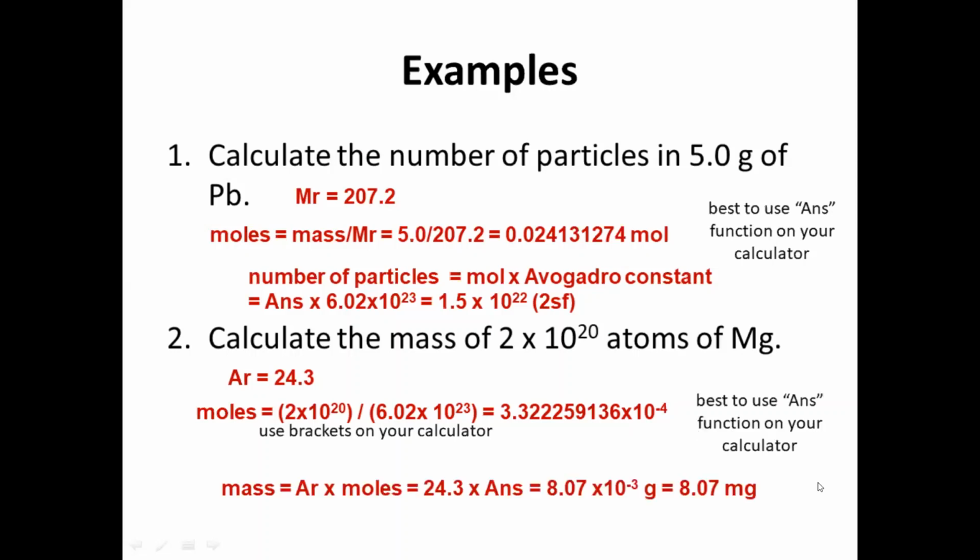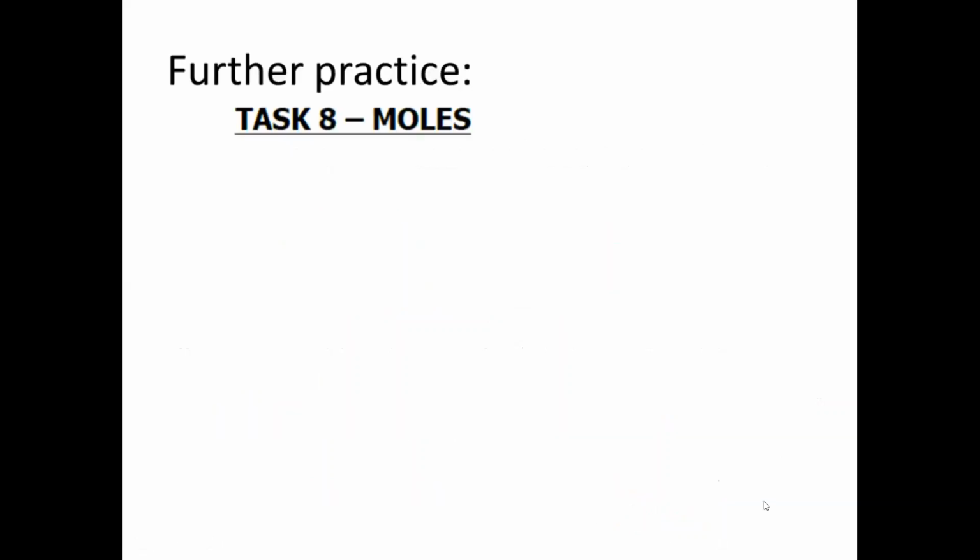So then I use the answer function, and moles times Ar gives me 24.3 times the answer in here, and this many grams. Now, 10 to the minus 3 is 0.001 gram, and that equals 1 milligram, right? And I had 8.07 of that, so that gives me 8.07 milligram. So further practice for this is task 8, and I will make the mark scheme available.